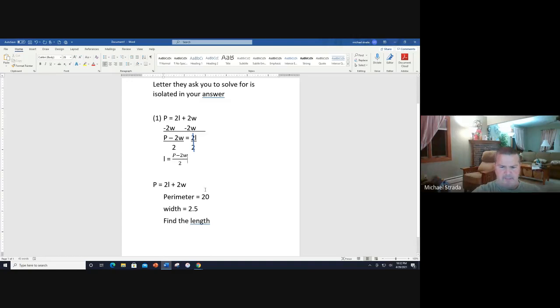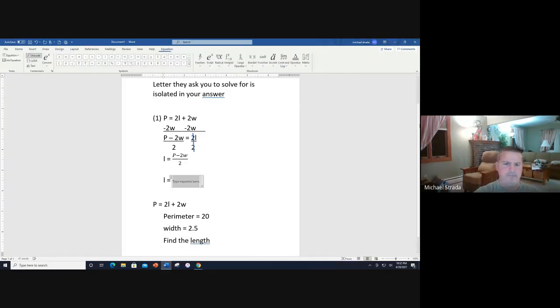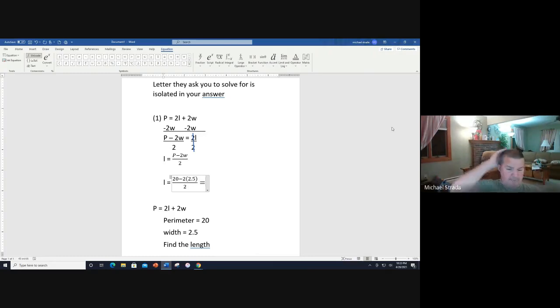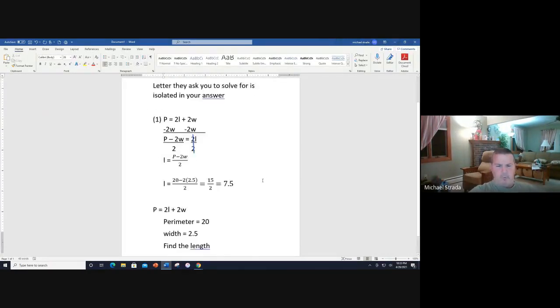If we want to find the length, now we plug in these values, and that goes back to evaluating expressions from earlier in the year. So L would equal, plugging in the values, the perimeter is 20, so that's 20 minus 2 times the width, which is 2.5, and I divide that entire thing by 2. The result: 20 minus 5, which is 15, divided by 2 is 7.5. That would be the value of the length. So that's one way of doing it.